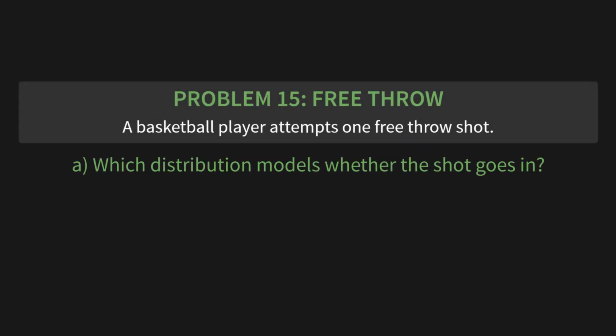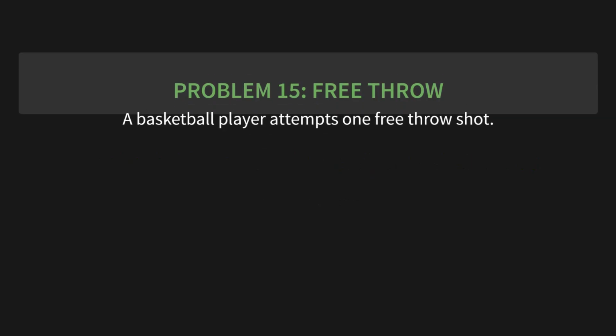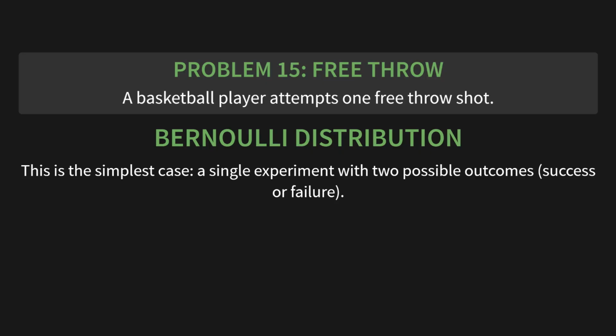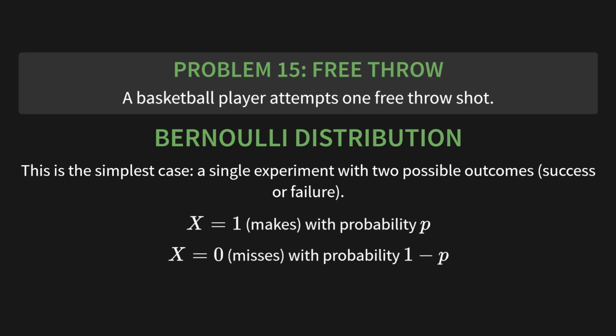Problem 15. The free throw. A basketball player attempts one free throw shot. Part A. Which distribution models whether the shot goes in? The hints are key. Just one trial, 2 outcomes. This is the simplest one of all. It's the Bernoulli distribution. It's for a single experiment with only 2 possible outcomes, success or failure. We say x equals 1 if they make the shot with probability p, and x equals 0 if they miss with probability 1 minus p.